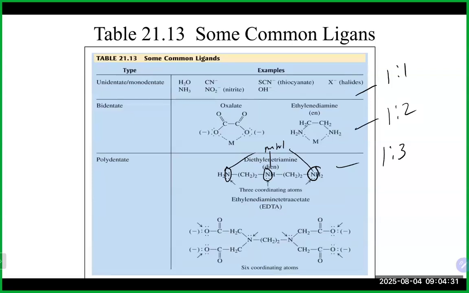And then here's our ethylenediaminetetraacetate. This is our EDTA down here at the bottom. Again, 6 different spots where it will attach. By the way, it has a -4 charge overall as well.